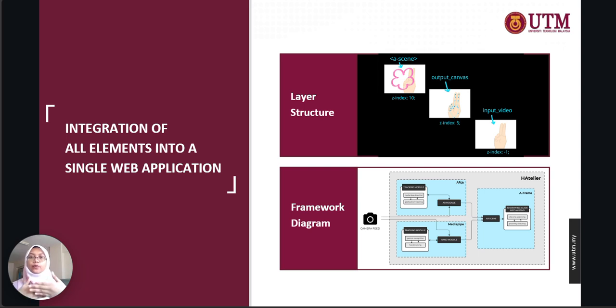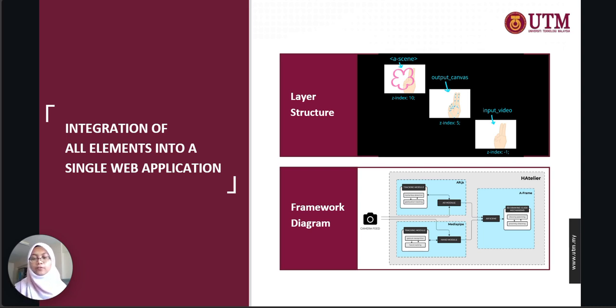So A-frame is put in front on the top layer, so that anything that is drawn can be seen on top of everything. And then the input video is actually for MediaPipe to capture the user's hand, and then the output canvas is actually for MediaPipe to draw the landmarks and connectors on the user's hands.